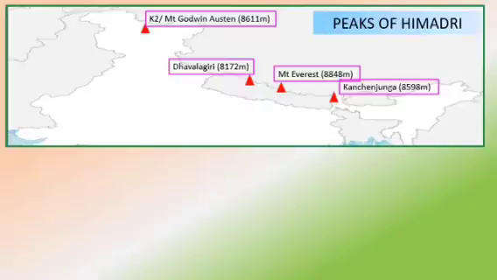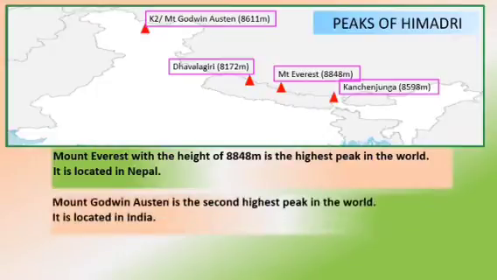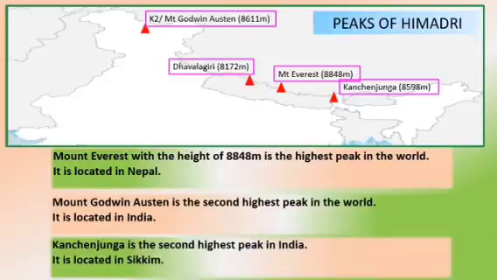Let us recall once again. Mount Everest with the height of 8,848 meters is the highest peak in the world. It is located in Nepal. Mount Godwin Austen or K2 is the second highest peak in the world. It is located in India. Kanchenjunga is the second highest peak in India. It is located in Sikkim.